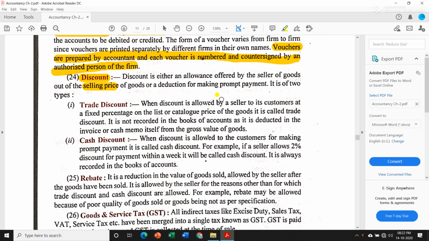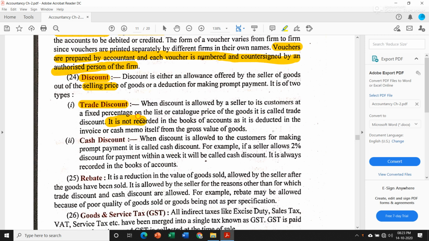When we talk about discount, there are two types. The first one is trade discount. When discount is allowed by a seller to its customer at a fixed percentage on the list or catalog price of the goods, it is called trade discount. Suppose we see a chart or a catalog in which the price of the commodity has been mentioned; trade discount is given at a fixed percentage like 20% or 25% on that marked price of goods. It is not recorded in the books of account.